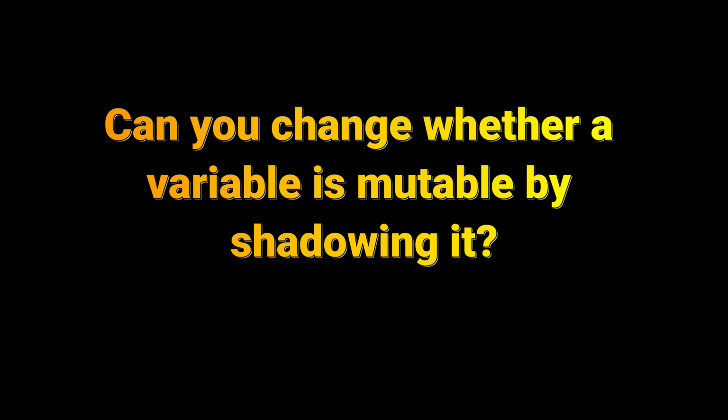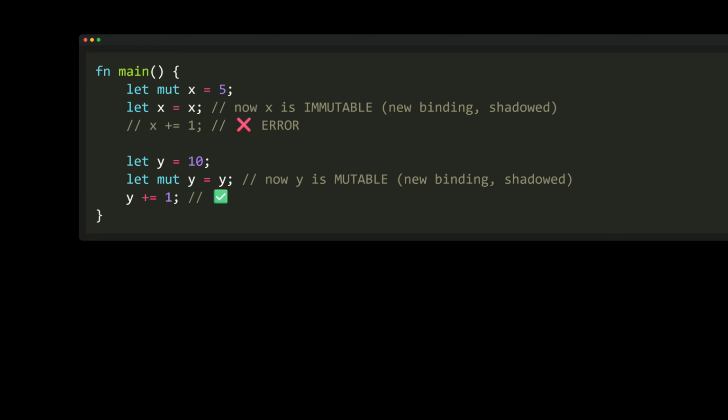Question: can you change whether a variable is mutable by shadowing it? Yes, you can. Shadowing lets you create a new variable with the same name but different properties. If you start with a mutable variable, you can shadow it with an immutable one to make it unchangeable. And if you start with an immutable variable, you can shadow it with a mutable one to make it changeable. The old variable goes away and the new one takes over with its own settings. This gives you flexibility to adjust mutability as your code runs.